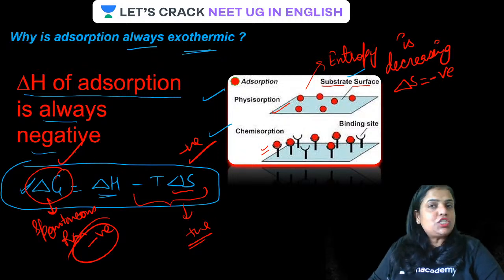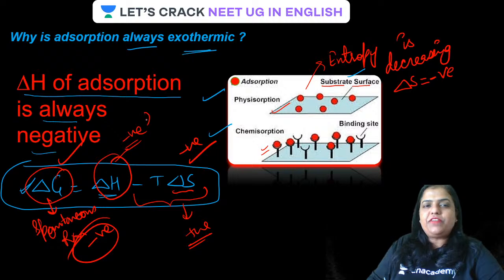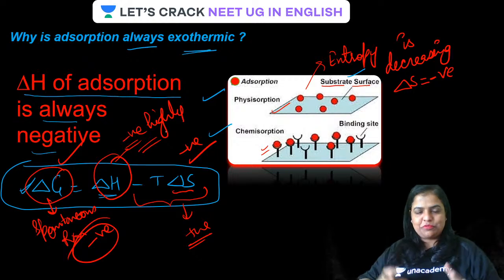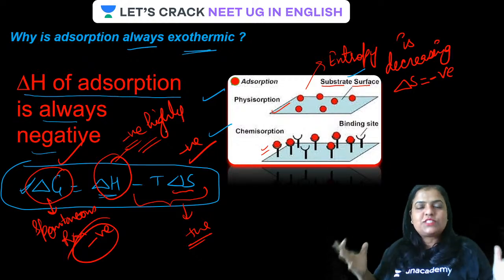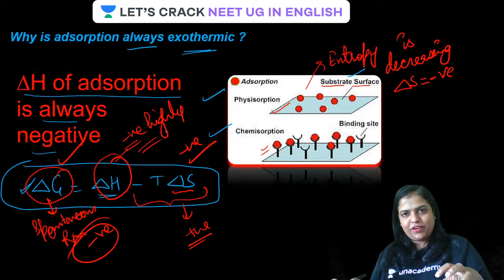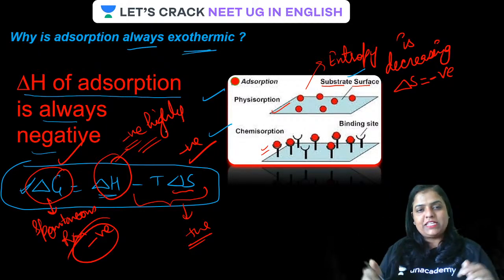Now delta G should be negative. In that case, delta H has to be negative as well, and negatively higher. What is the meaning of that? It should be more exothermic. For exothermic, we take delta H as negative. It should be negatively higher, meaning very highly exothermic.